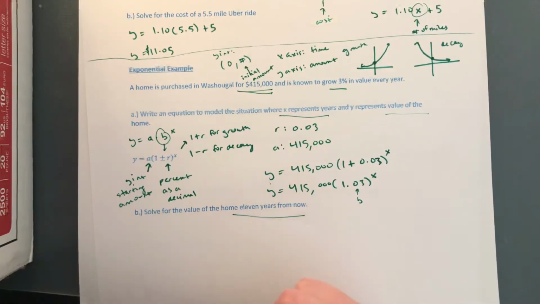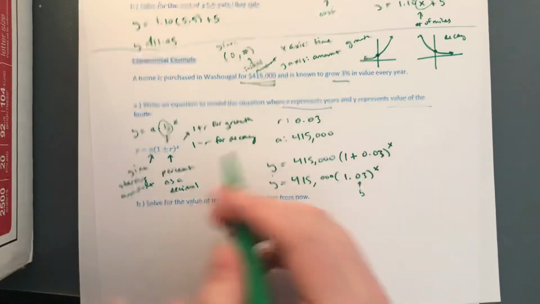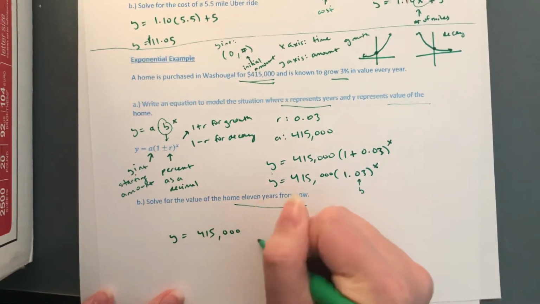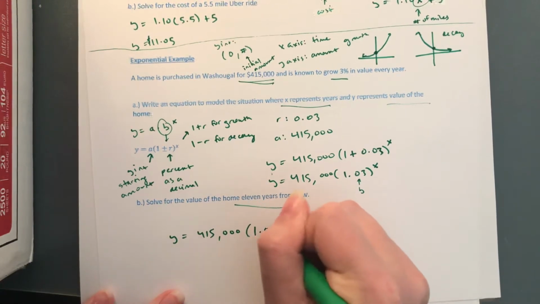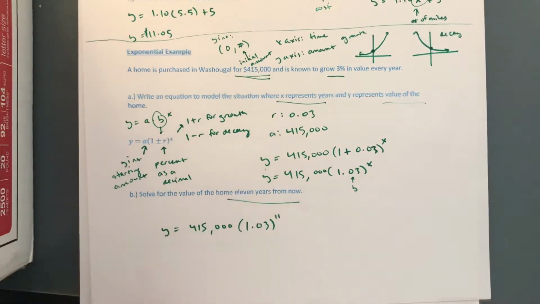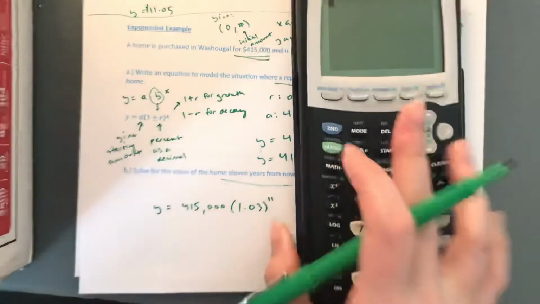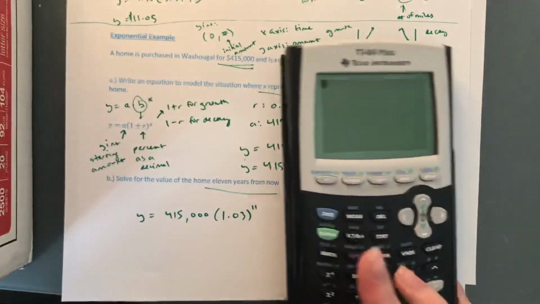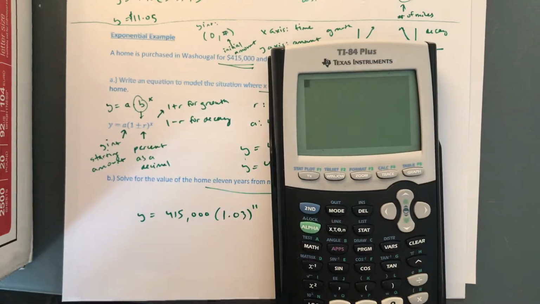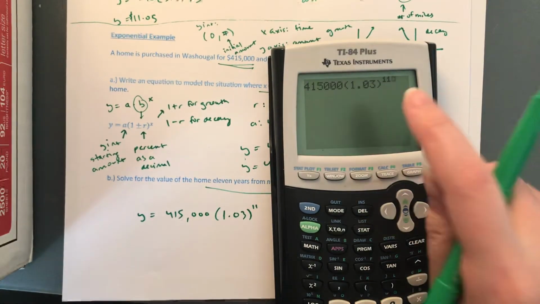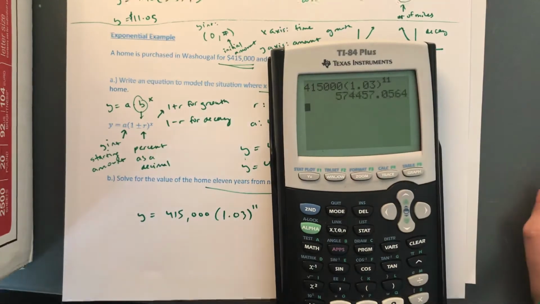So that's your multiplier. So this is our equation, and then they want to know what's the value of the home 11 years from now. So we'll plug 11 in for x. So y equals 415,000 times 1.03 to the 11. All right. And so then just go to your calculator. I would recommend using Desmos Scientific. I just have my calculator with me, and just type the whole thing in: 415,000, parentheses, 1.03, and then raise it up to the 11. So remember, put 11 as the exponent, hit enter.